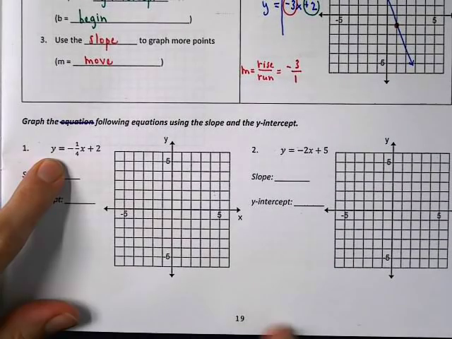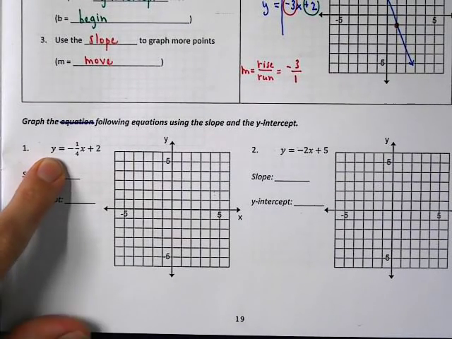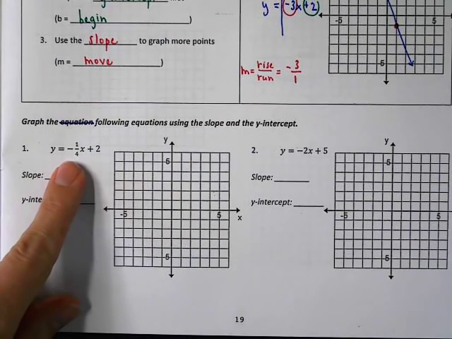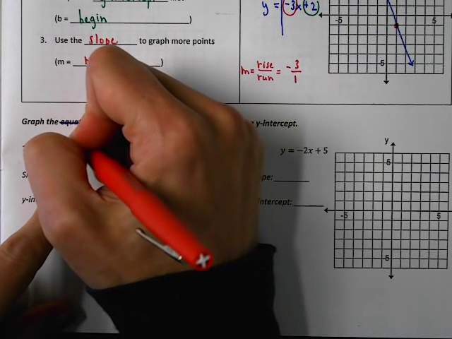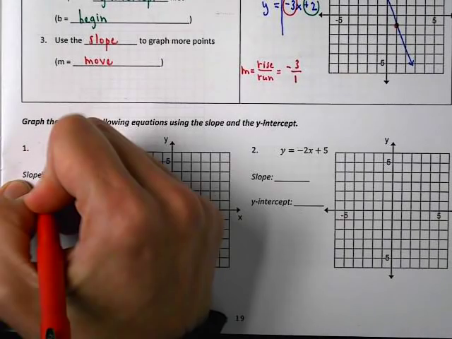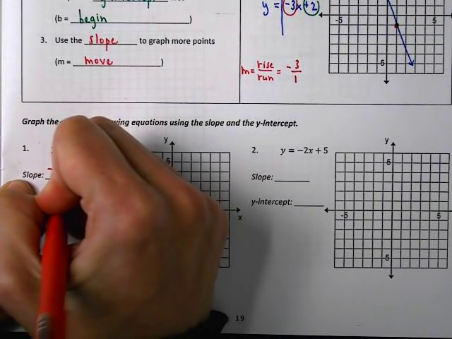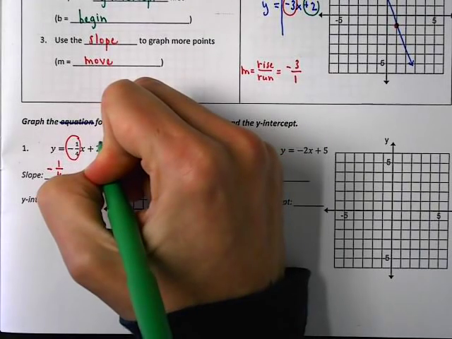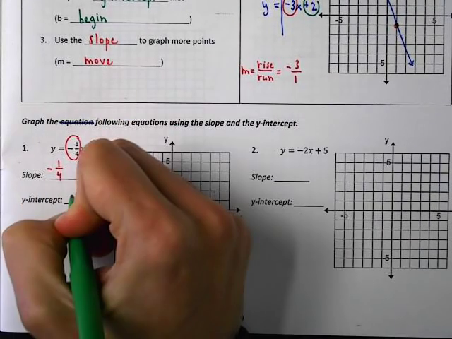Now this one's actually nice. That first step has been done for us. Y is all by itself, so I can easily pick out my pieces. I know that m, the coefficient of x, is my slope. So my slope is -1/4. I know that the constant, the number all by itself, is going to be my y-intercept.